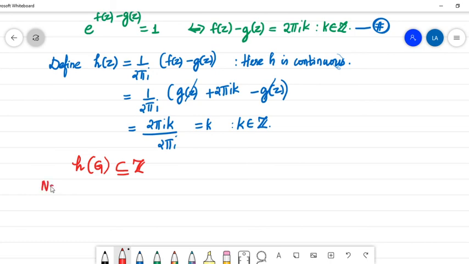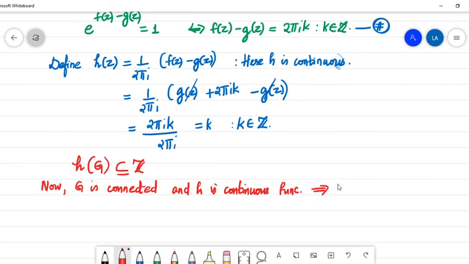Now, you have some observation to make. G is a connected set as we had taken in the hypothesis, and h is a continuous function in the topological sense. That will imply h of G is a connected set. This is a topological property which says that connectedness is preserved under continuous functions. G is connected and h is continuous will imply h of G is connected.